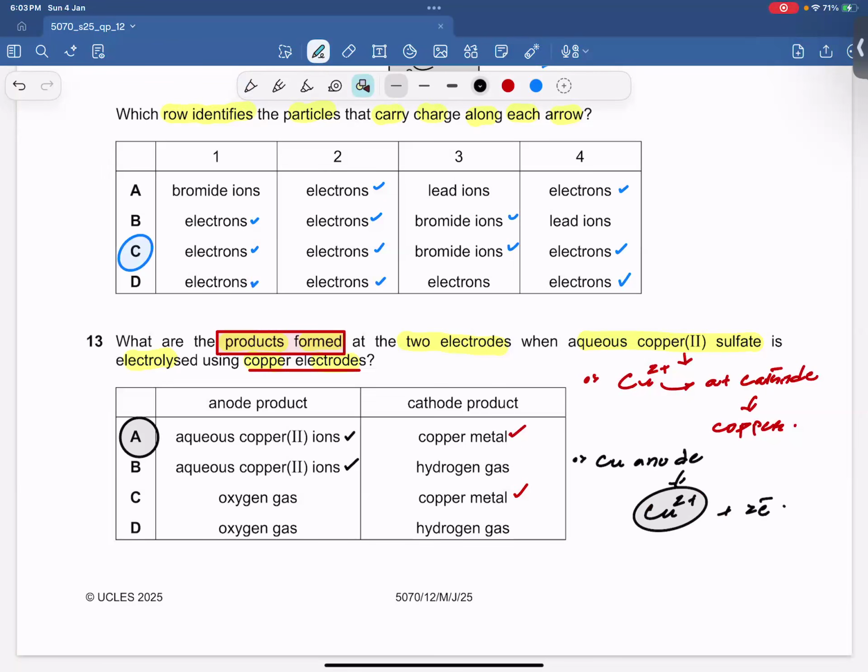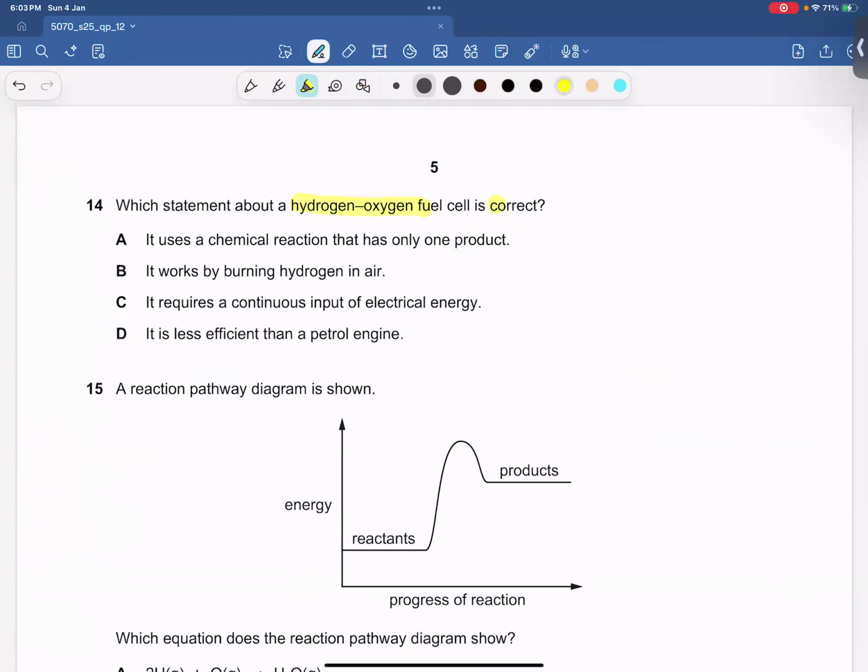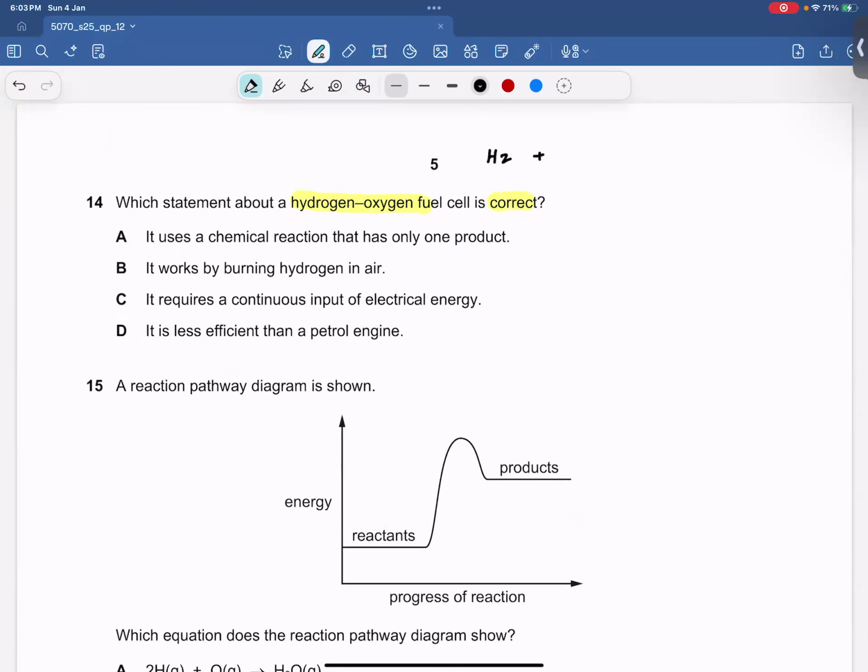Question number 14. Which statement about a hydrogen oxygen fuel cell is correct? When hydrogen and oxygen are reacting together, converting into steam. Okay, this is steam. So it is a chemical reaction. That's correct. That has only one product. That's correct, because steam is the only product formed. So I guess A is going to be the right answer. Next is, it works by burning hydrogen in air.